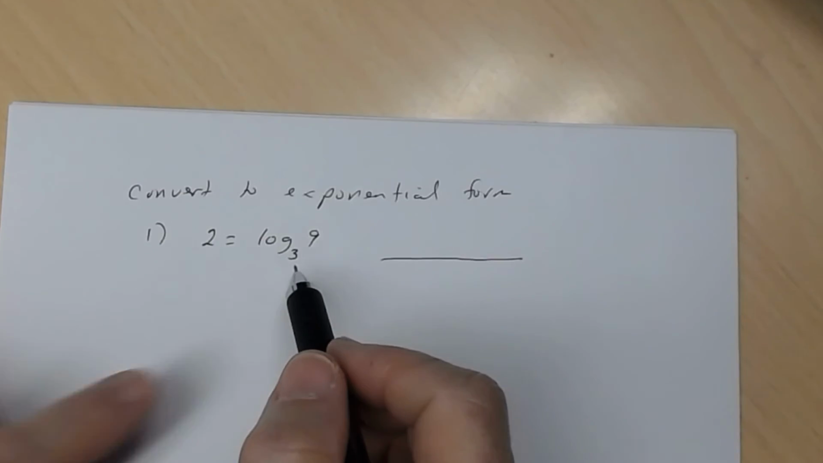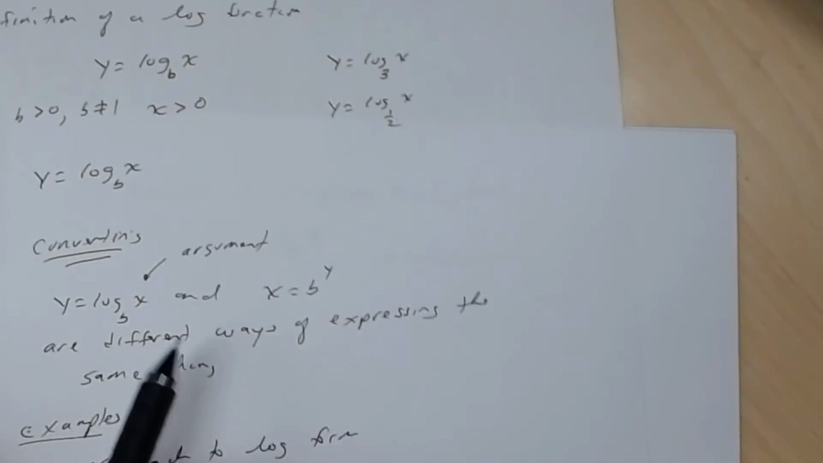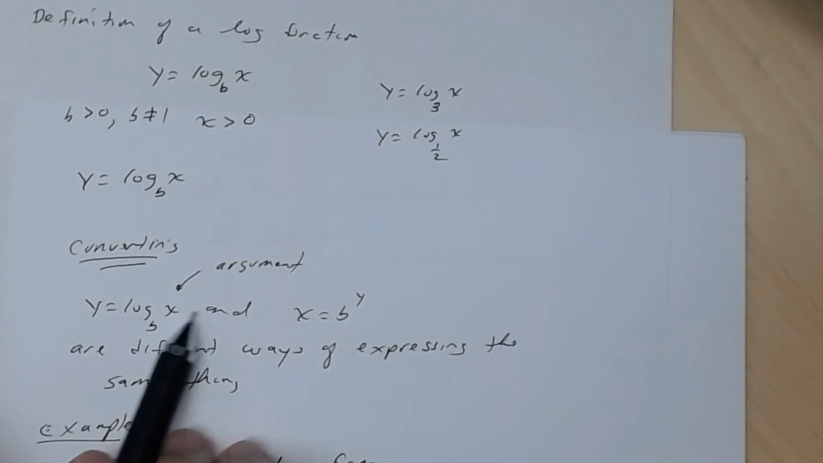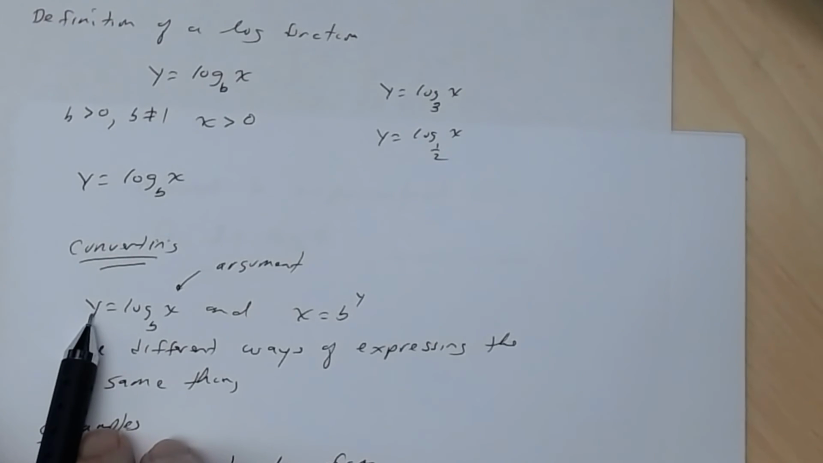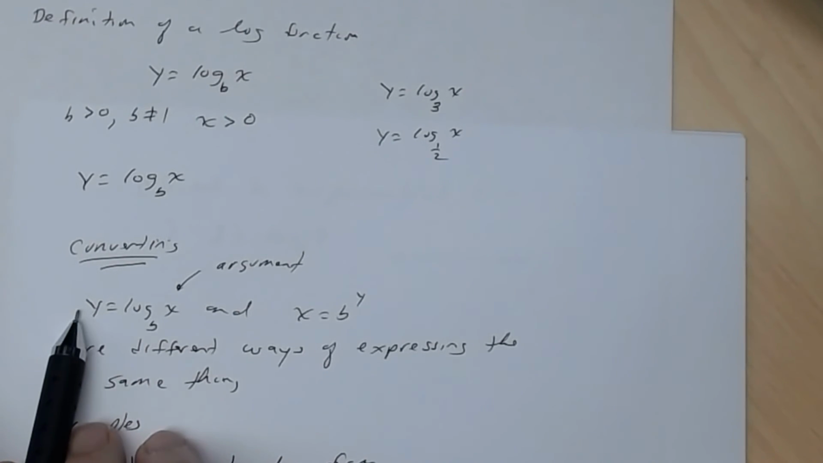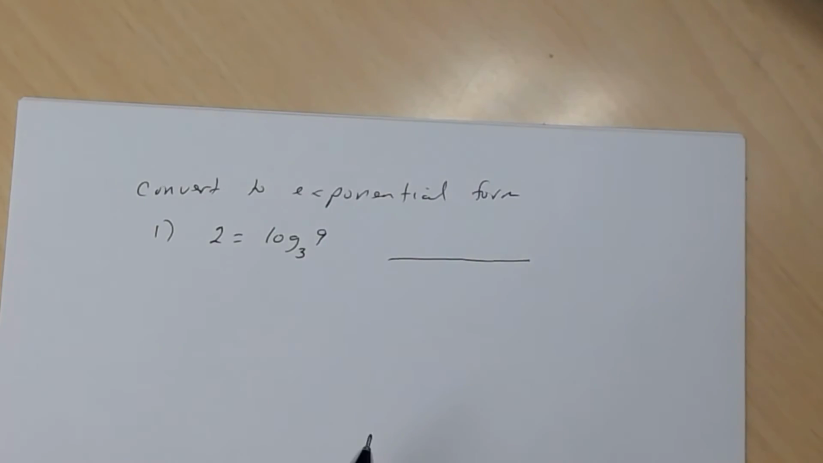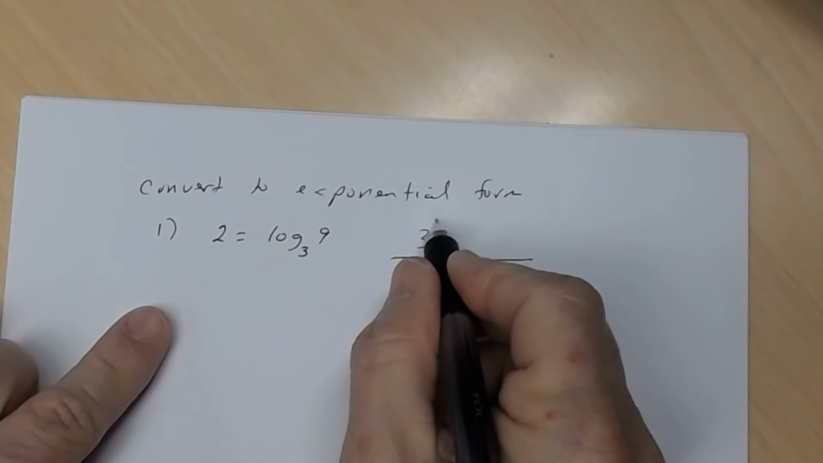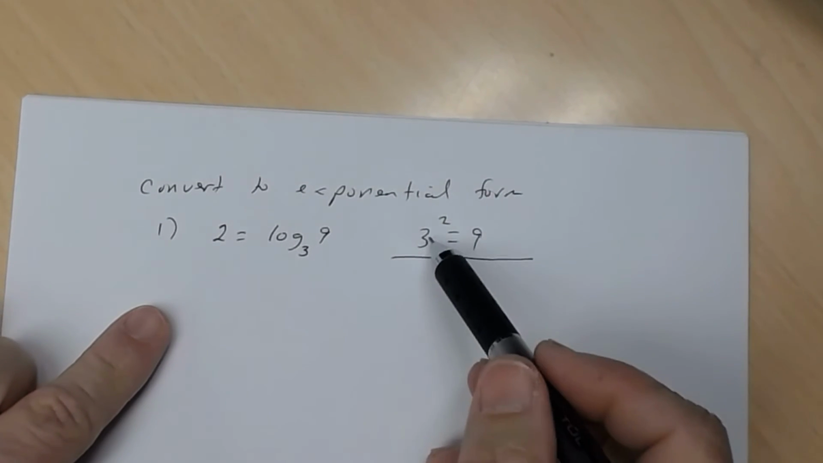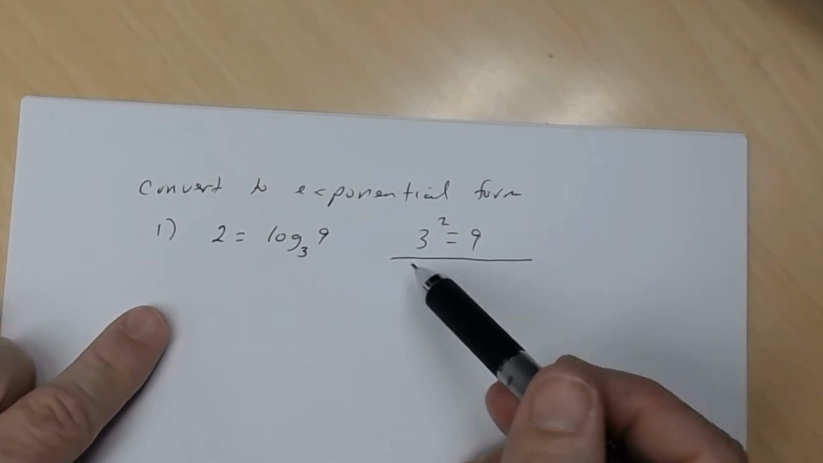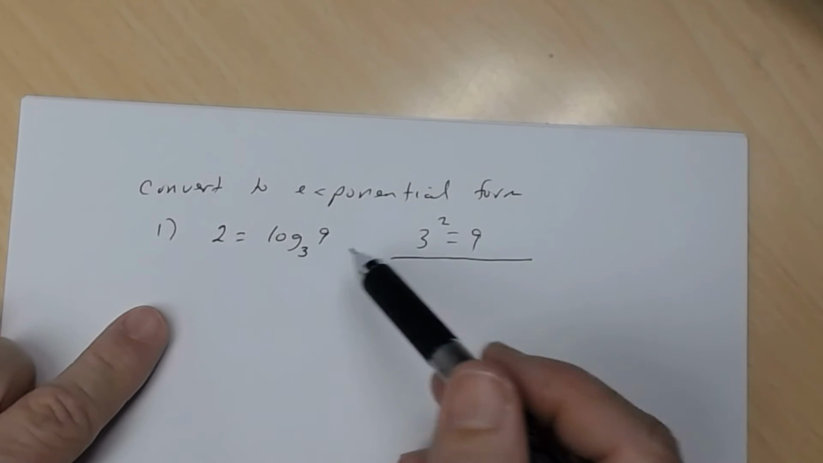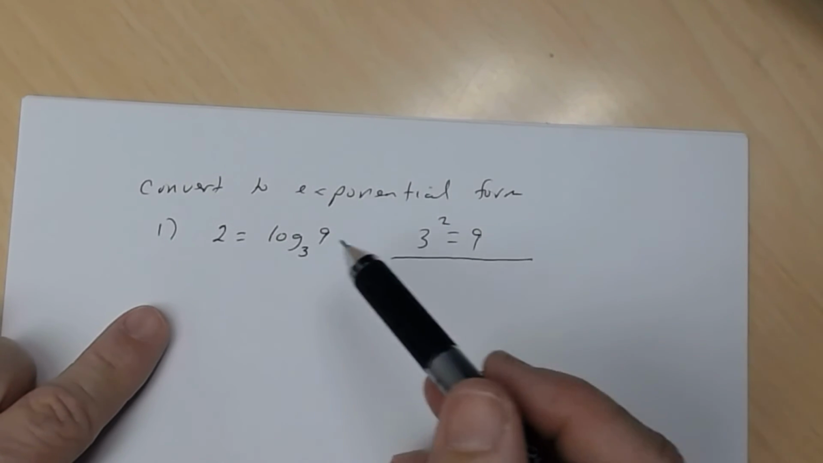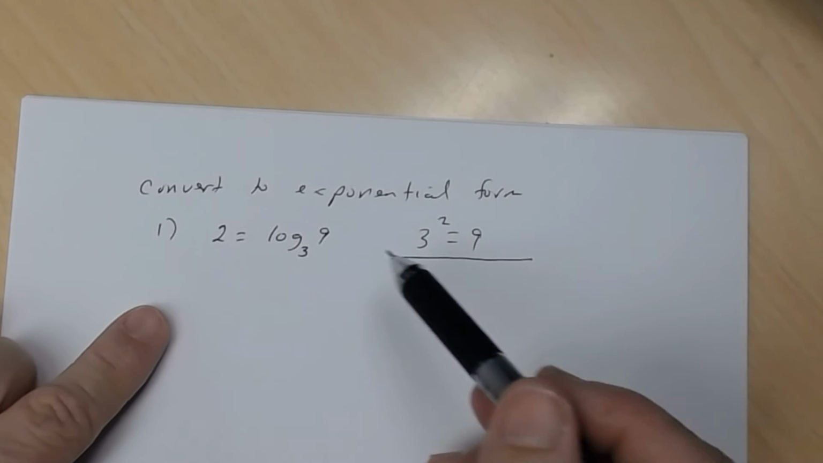Just remember these are equivalent. To go from here to here, we say b to the y equal x. So we say 3 squared equal 9. And it makes sense that 3 squared is 9. So this and these are the same thing, the same ways of writing the same thing.